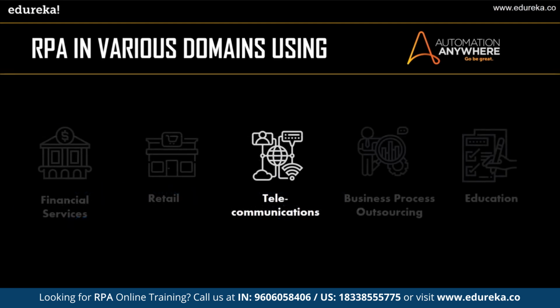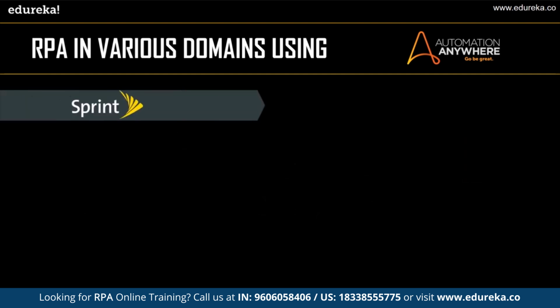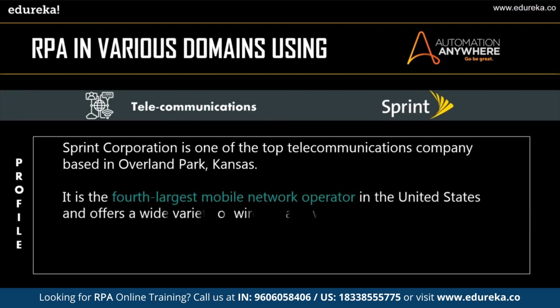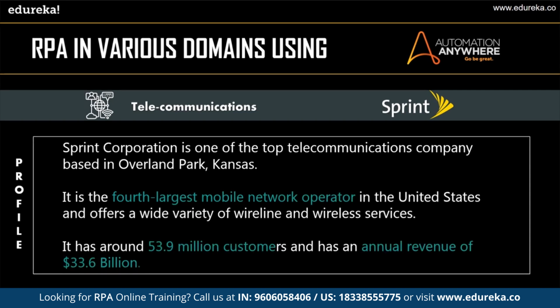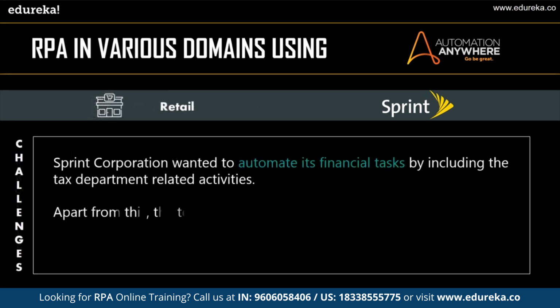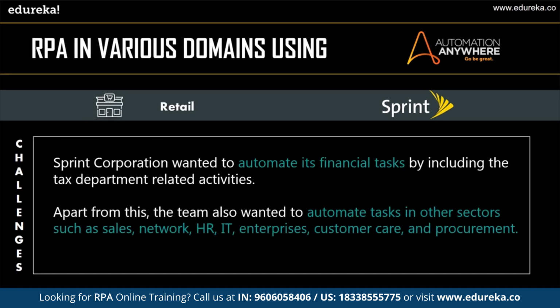Now let's move on with the next industry, that is RPA in telecommunications. To explain how RPA is used in telecommunications, I've considered the organization Sprint Corporation. Sprint Corporation is one of the top telecommunications companies, based in Overland Park, Kansas, and is the fourth largest mobile network operator in the United States, offering a wide variety of wireline and wireless services. It has around 53.9 million customers and an annual revenue of $33.6 billion. Now, the challenge faced by Sprint Corporation was that it wanted to automate its financial tasks, including tax department related activities.